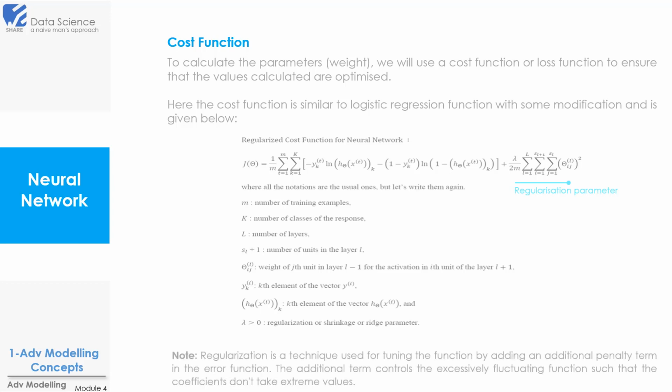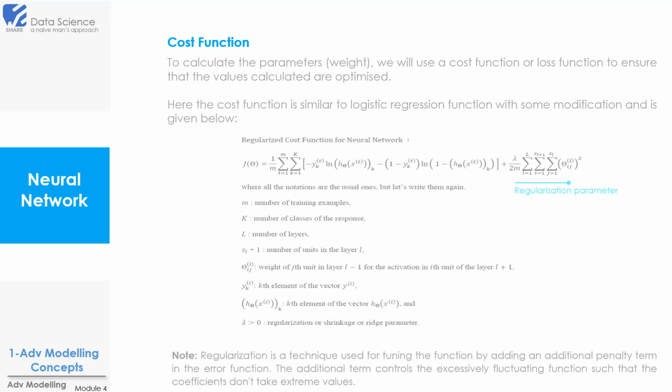It says that regularization is a technique used for tuning the function by adding an additional penalty term in the error function. The additional term controls the excessively fluctuating function such that the coefficients don't take the extreme values. That is the basic purpose of the regularization parameter. So this was the cost function of the neural network.